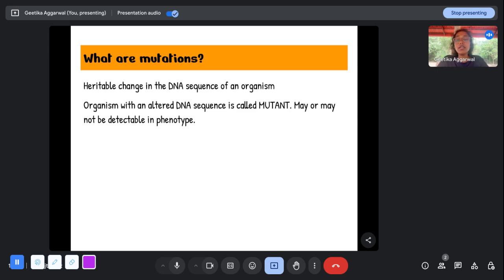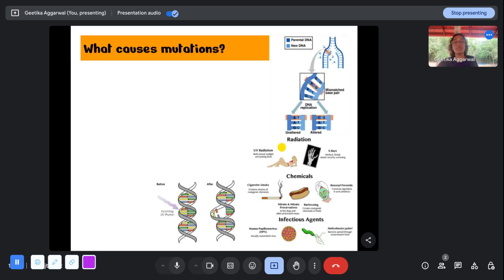Okay. And the organism which possesses this altered DNA is called a mutant. So the organism which is carrying the mutation is called a mutant. These mutations may or may not be detectable in the phenotype. They might just be there in your DNA sequence, but they do not express themselves and are not detectable in our phenotypes, but some of them are detectable.